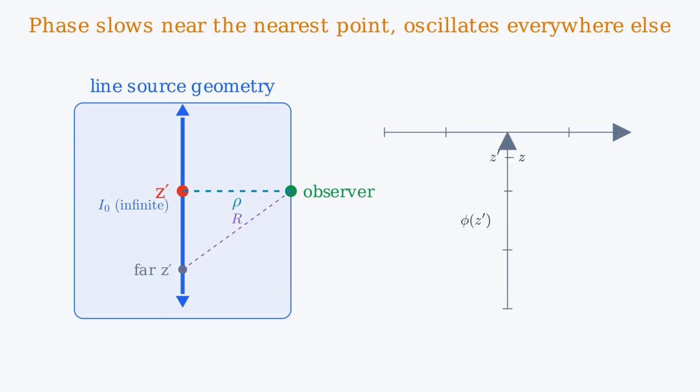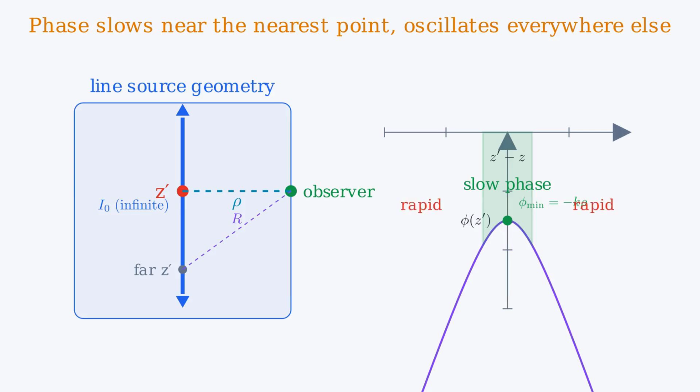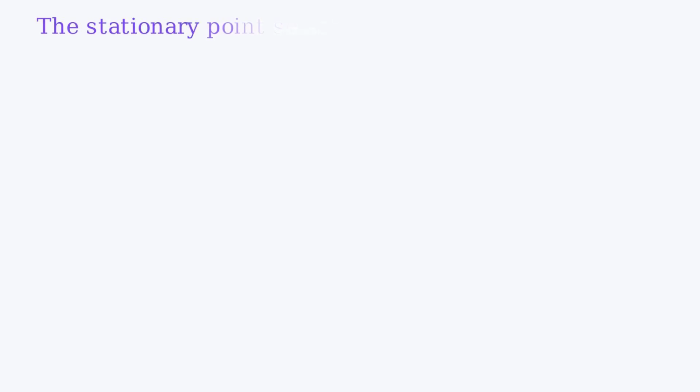These rapid oscillations mean that positive and negative contributions cancel almost perfectly. Only the slow phase neighborhood around the nearest point adds coherently to the integral. The stationary phase recipe formalizes this observation.